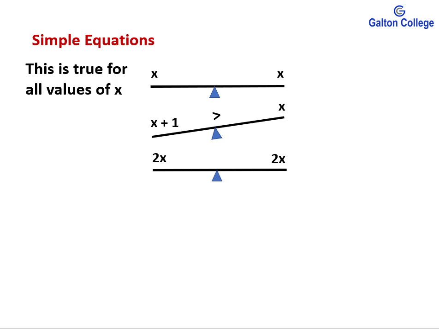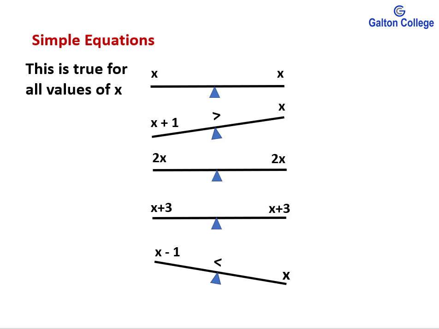2x, well, if I double the x, I have to double it on each side, that would balance. So x is balanced with x, therefore 2x will balance with 2x. x plus 3 and x plus 3, they'll balance. Whatever you do to one side, you've done the same to the other side. So x plus 3 will balance with x plus 3. They're the same. So we have a balance. We have an equation.